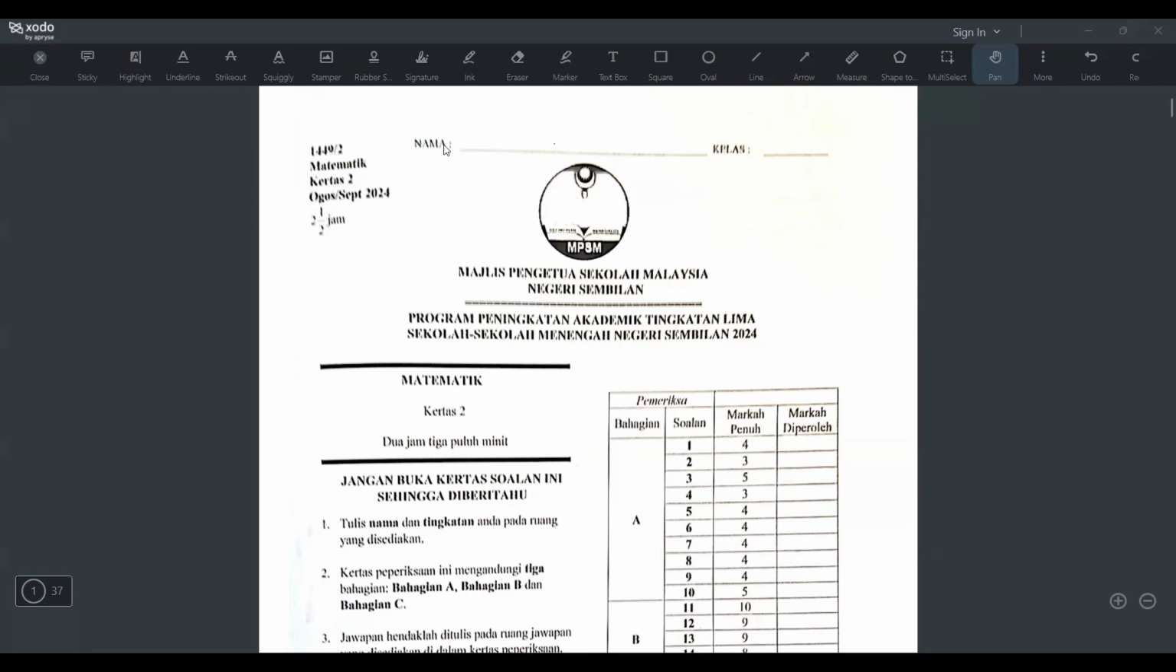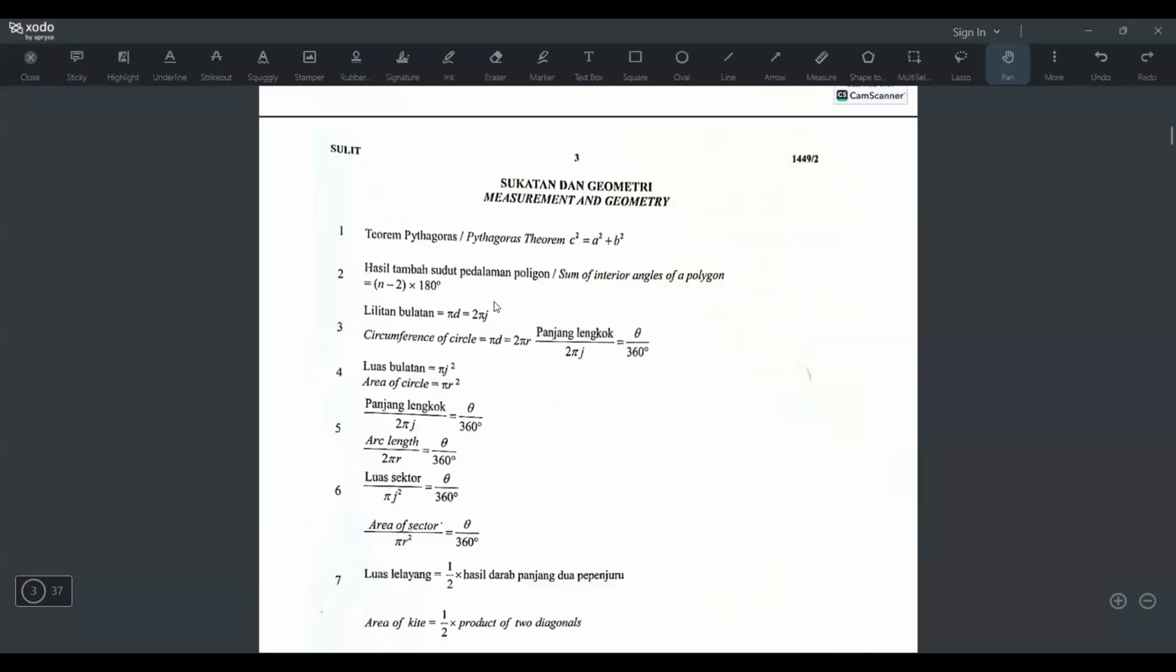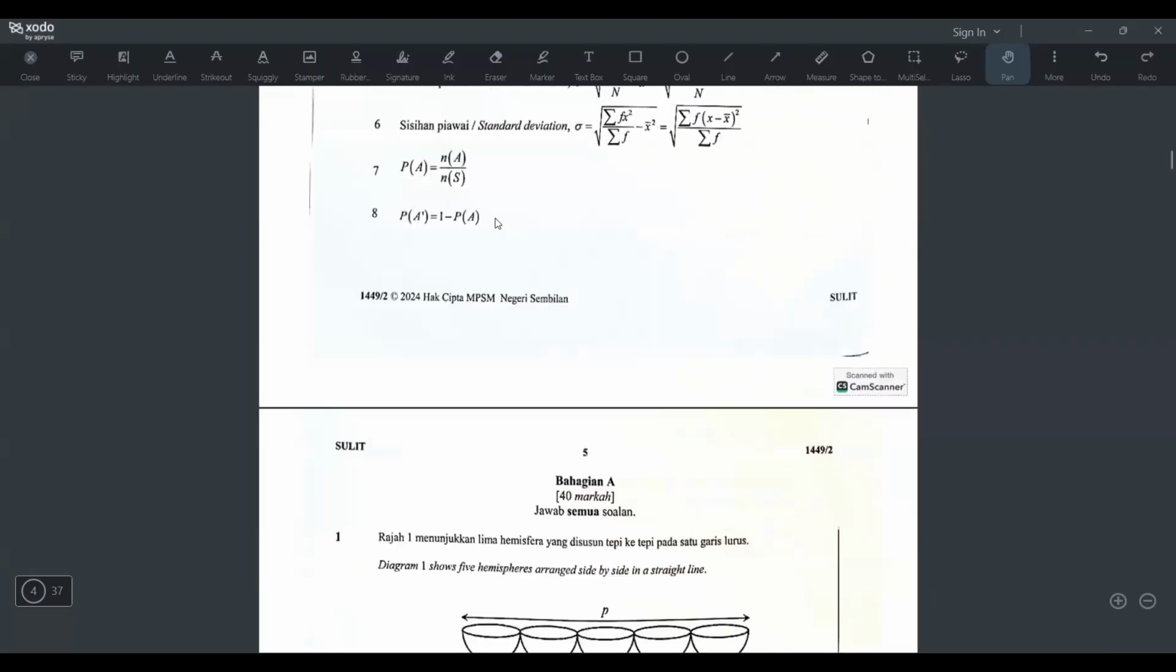Okay, I'll be going through the working for a trial paper today. So this is a maths trial paper. It's a mathematics trial paper, Kertas 2, trial 2024 for Negeri Sembilan. This trial just finished recently, right? It's like August, September 2024 trial paper. So let's start. I'm gonna scroll past the formulas.